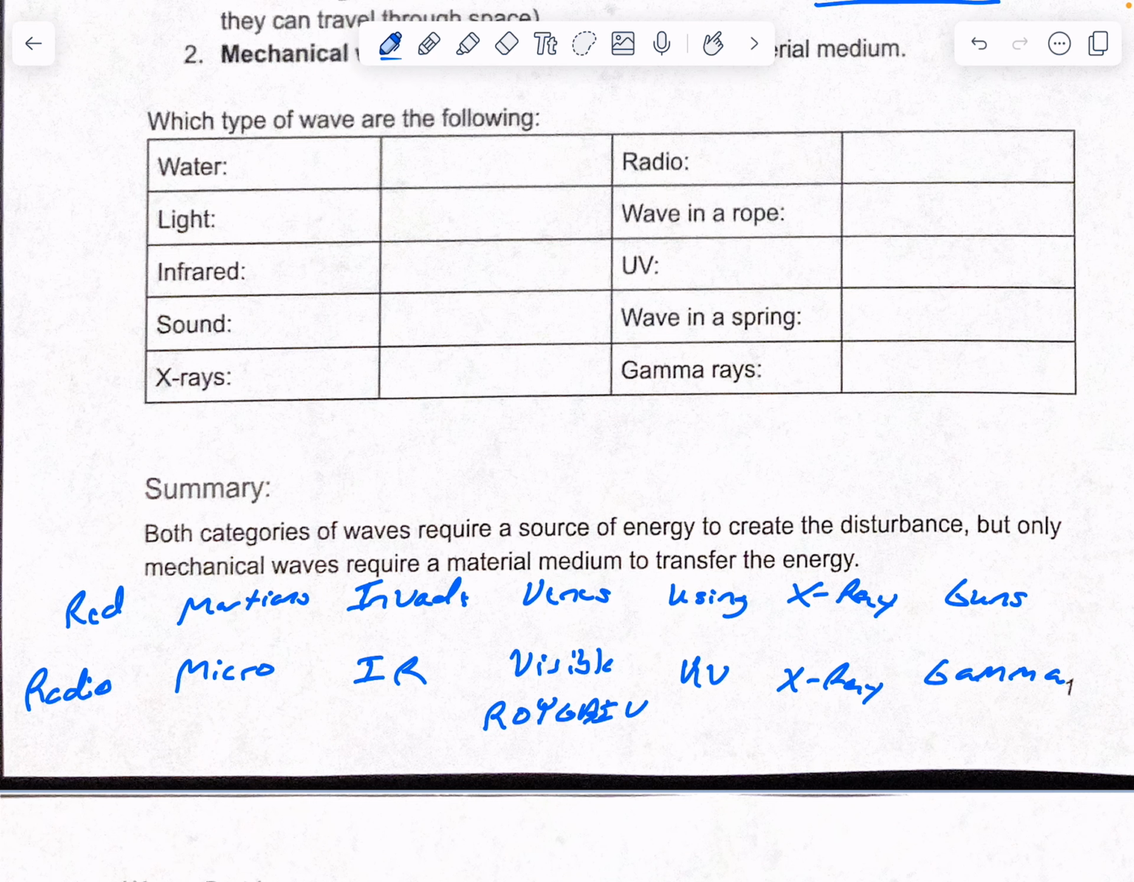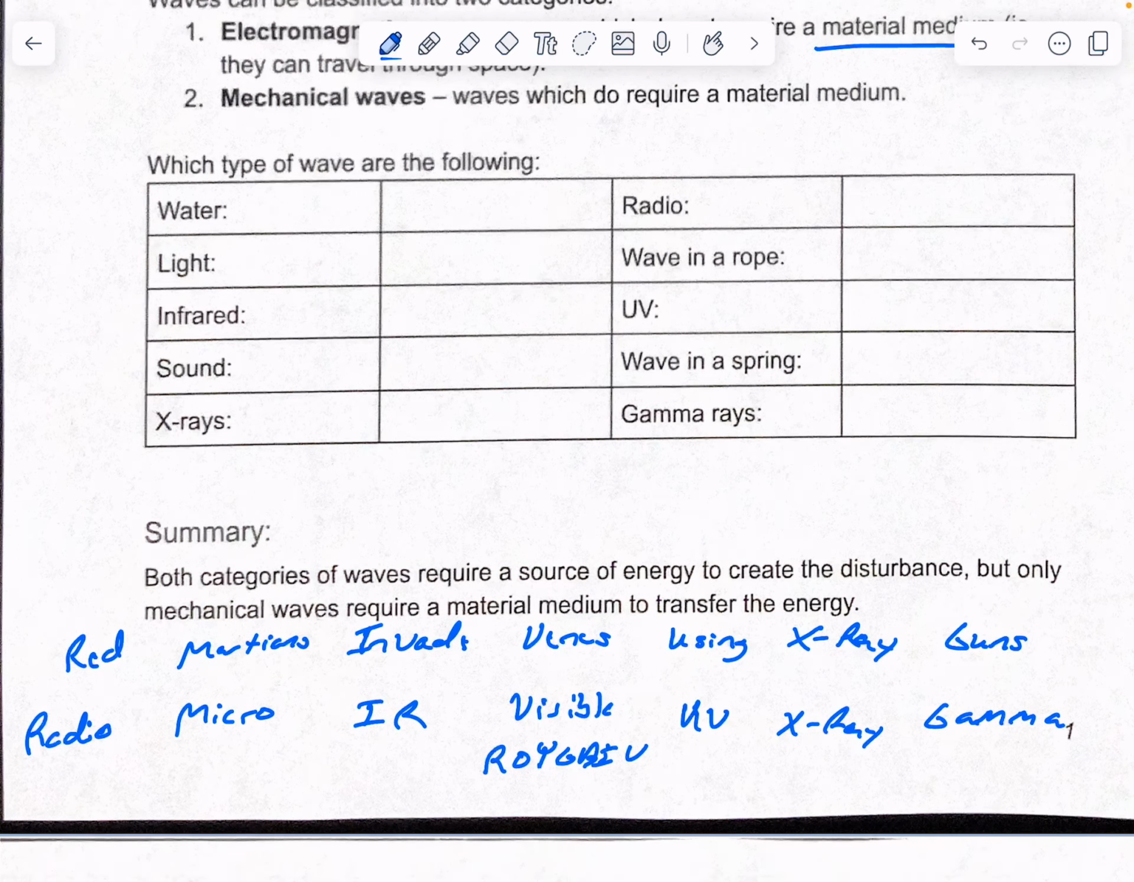If you can remember that, it's going to be pretty easy to distinguish between the two. If I ask you, like in this table here, to write down which one's electromagnetic or mechanical, and you know that EMR list, it's easy. If it's not on that list, it's mechanical. So water is mechanical. It needs a material medium. Light is on my EMR list, so that is electromagnetic. Infrared is on my list. Sound is mechanical. One, it's not on my list, and two, sound needs air particles to transfer energy. So sound cannot travel through space. Whenever you see movies where things explode in space, you actually would not hear it. You'd see it, but you wouldn't hear it.